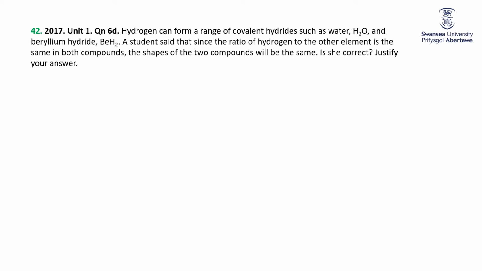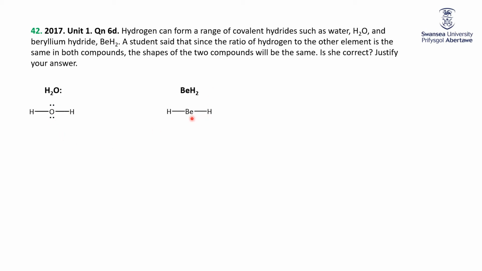Hydrogen can form a range of covalent hydrides such as water and beryllium hydride. The student said since you've got 2 hydrogens to the other element, same in both compounds, the shapes will be the same. Is this student correct? Well, H2O, you've got the oxygen that starts with 6 valence electrons, uses 2 up to bond to the hydrogens, leaving 4 behind, so 2 lone pairs.